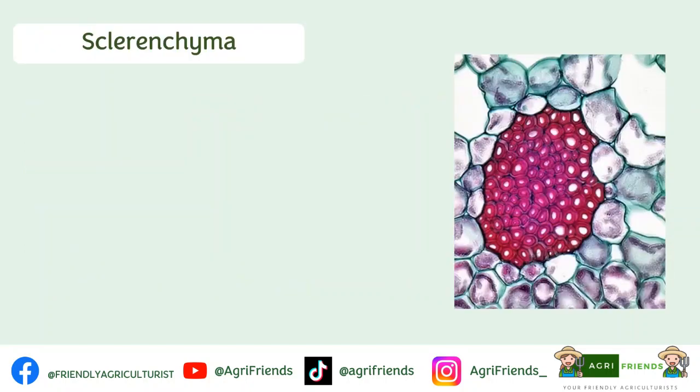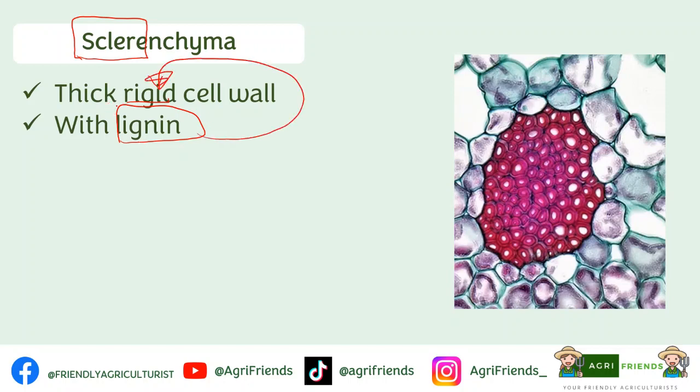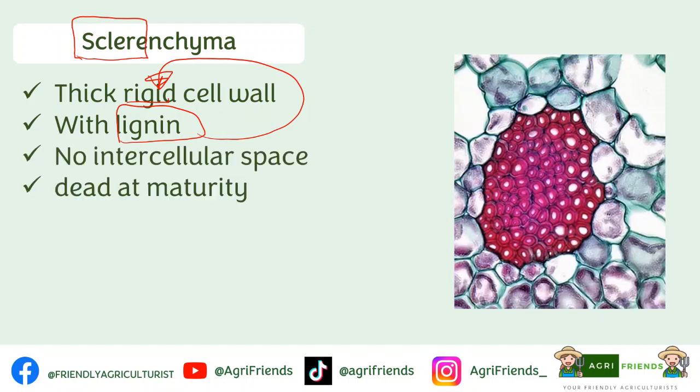The last type of cell is the sclerenchyma. From the Greek word skleros, meaning hard, these cells are thick and rigid. Their cell walls are thick and rigid. And since they are rigid, they have lignin. Remember that lignin is responsible for the enhancement of rigidity of the cell wall. Since they are thick, there are no intercellular spaces, and their thickness and rigidity prevent the enlargement of the cell, therefore they are dead at maturity.